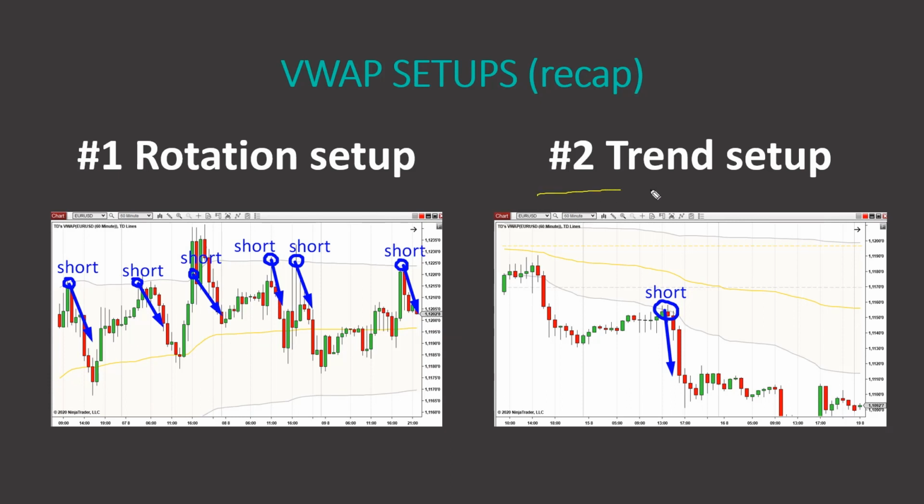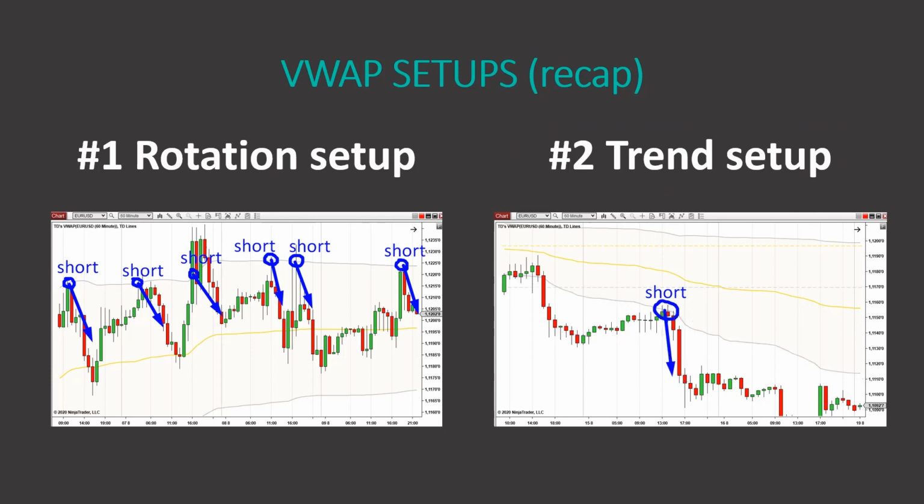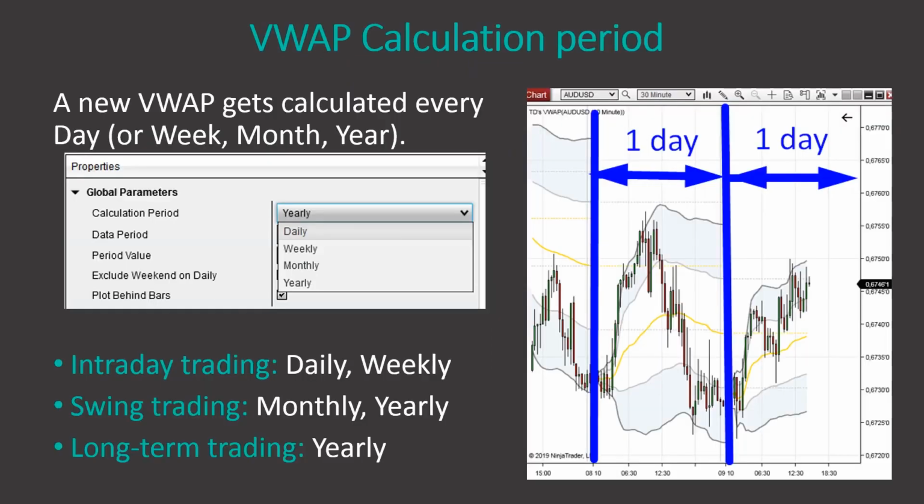Now, trend setup. You use this one when there's a trend. In this picture, there's a downtrend because the first deviation is moving downwards. What you are waiting for is a pullback. When the price touches the VWAP, you enter a trade, you enter a short in the direction of the overall trend. All right, so that's for the setups, but that's not all. Let's go a bit more into the settings of how to set up the VWAP.